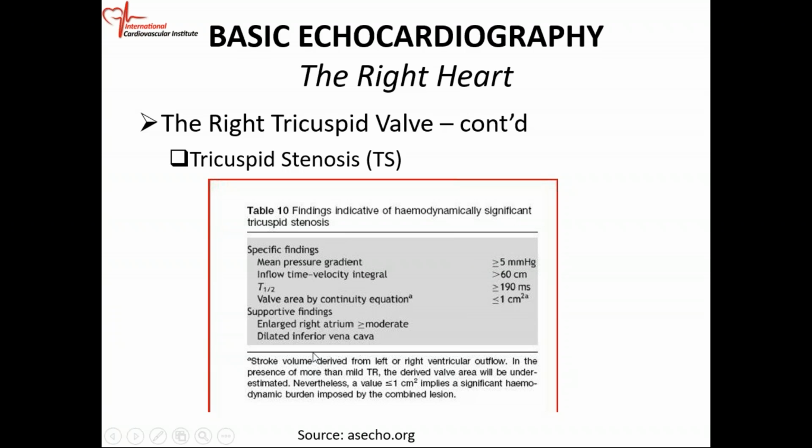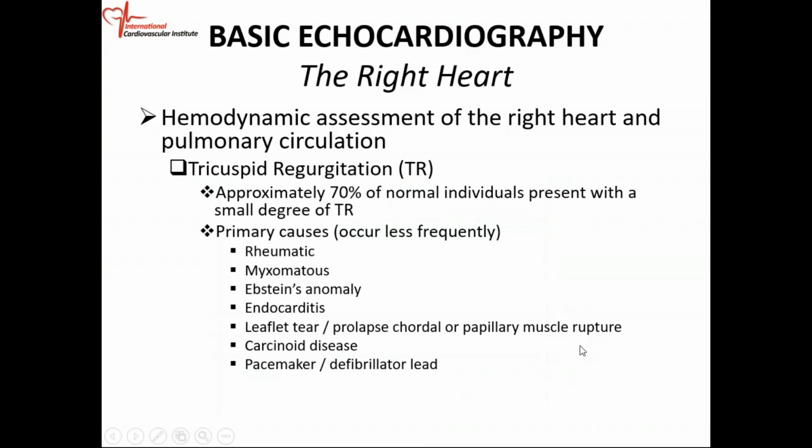And again, if you have hemodynamically significant tricuspid stenosis, then the right atrium is going to be enlarged, and the inferior vena cava is going to be dilated. So just think about it. It's straightforward. Now, tricuspid regurgitation. This is very, very common. So you're supposed to know everything about tricuspid regurgitation because this is a very common pathology.